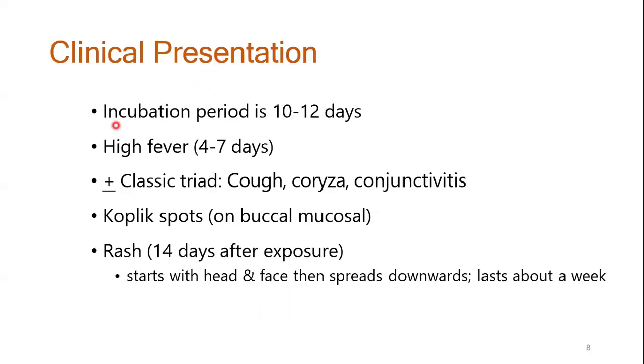Clinical presentation. Incubation period, as we said, 10 to 12 days. High fever for 4 to 7 days. Then, plus minus, so it may or may not be there, there's a classic triad of cough, coryza, and conjunctivitis. Okay. Then we have something we call Koplik spots. I'm going to show you a picture. Very, very specific for measles. Okay.